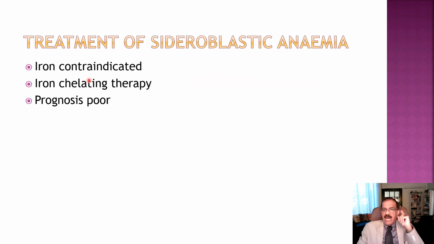Treatment of sideroblastic anemia: iron is contraindicated. The patient should not be given any iron containing preparation. There are many multivitamins which have some quantity of iron. The patient should not take those also, and should avoid an iron rich diet like red meat. Then in some cases, if ferritin is very high, iron chelating therapy, which is beyond the scope of this session, may be needed to remove extra iron in the body. Prognosis is generally poor because it is that of the underlying disease. It could be hereditary or myelodysplastic syndrome. Both have inherently poor prognosis, so it is much poorer than simple iron deficiency anemia.